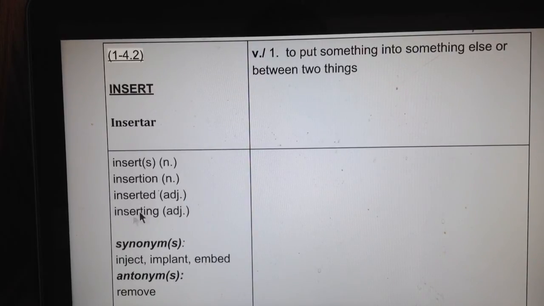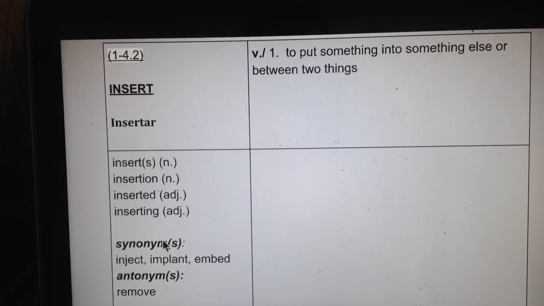And then you have your two participle forms, adjectives. Inserted. So you can say the word was inserted into the text. Or inserting, which is: the writer was inserting new text into his essay.